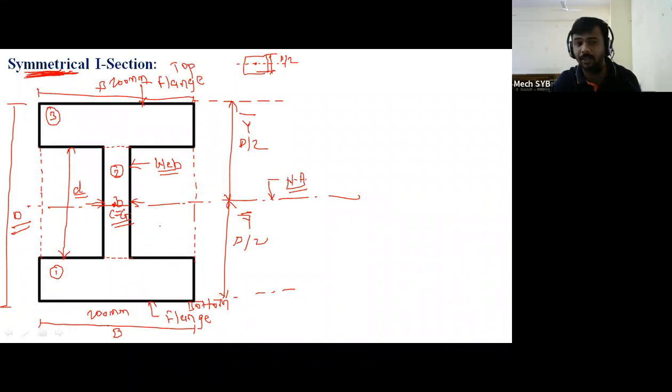गेटिंग? व्हर्टिकल कुठलं डिस्टन्स घ्यायचंय तर बघा, maximum dimension of the section.